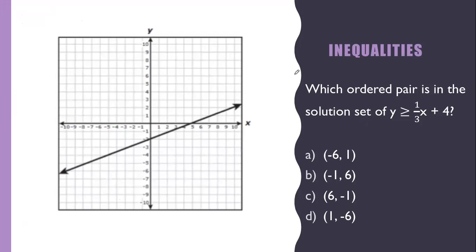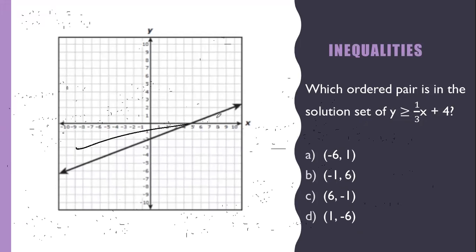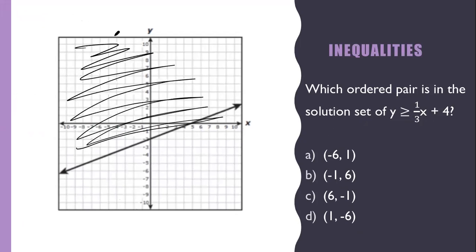Okay, all right. Which ordered pair is in the solution set of y is greater than or equal to 1/3 x plus 4? Greater than or equal to, am I shading below or above? Above. So I'm shading above my line.